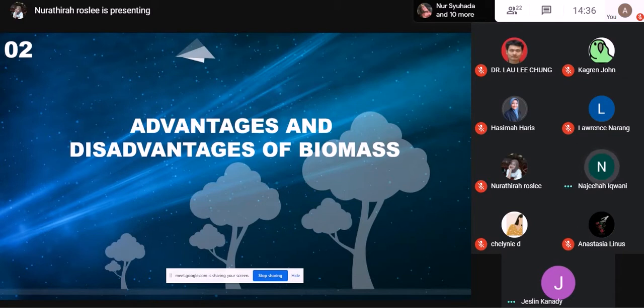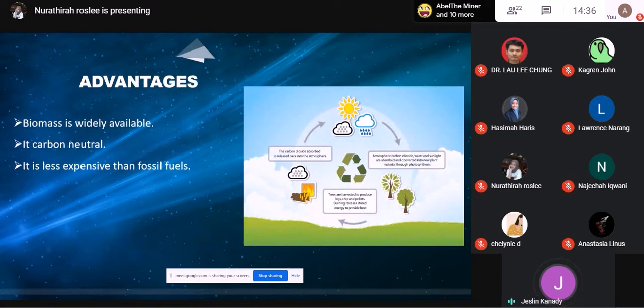Thank you, Ikwani. So let's proceed to the advantages and disadvantages of biomass. The first is that biomass is widely available. This is because biomass energy sources are bountiful in supply. The organic waste in the form of dead leaves, grass, trees, and animal waste are available in abundance and can be used to produce biomass energy. As long as organic matter from plants and animals continues to exist, we are never going to run out of biomass energy.